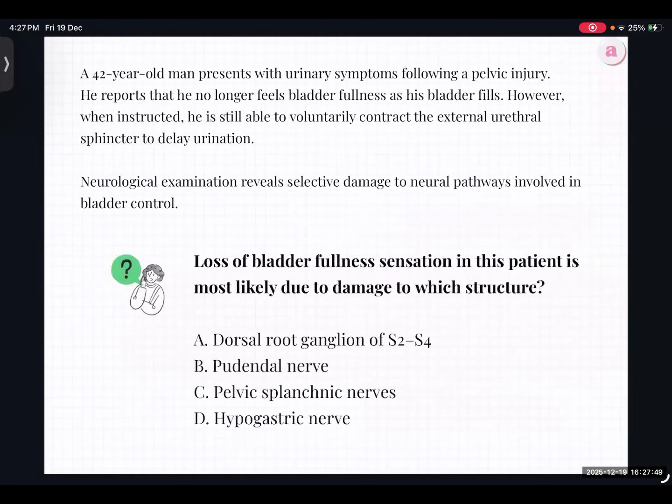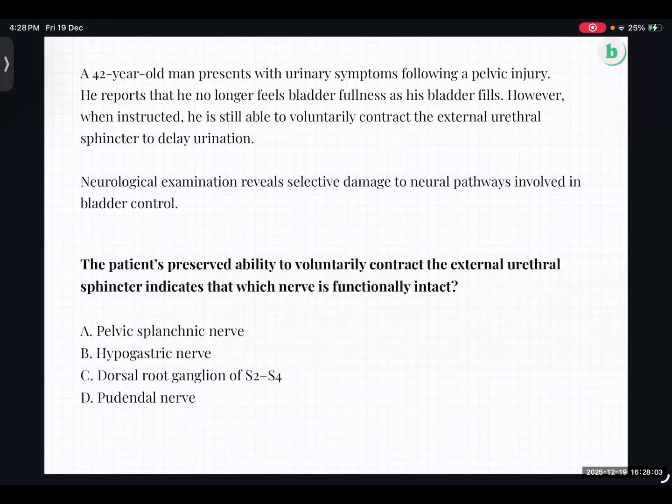Okay. So again, sensation is controlled by the dorsal root ganglia of S2 to S4. And when the function is lost, we can't know when we're full and when we have the urge to void. But the pudendal nerve is what controls the external urethral sphincter, and that enables us to control when we want to void or when we don't want to void.